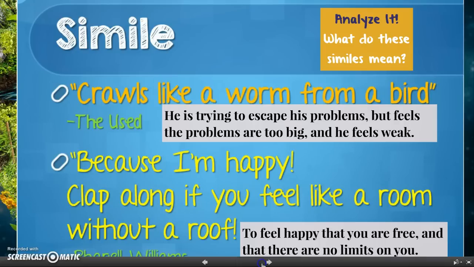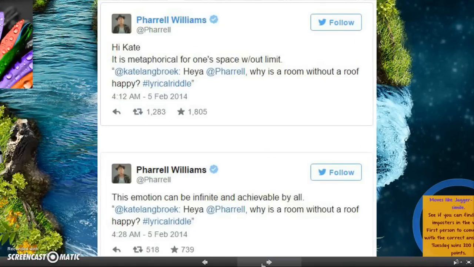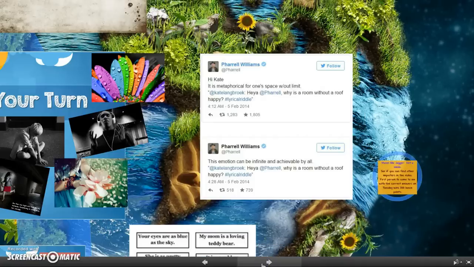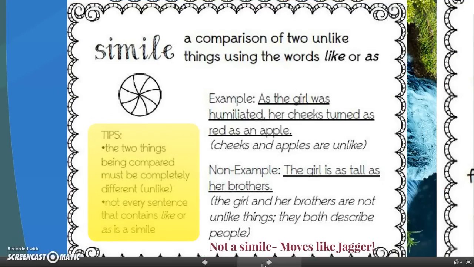Now, how do I know how Pharrell feels? Because he tweeted it when Kate Longbrook asked him, well, okay, why is a room without a roof happy? He says, metaphorical for one space without limit. This emotion can be infinite and achievable by all. So it really does mean you are free to be happy and kind of reach what you want to reach.